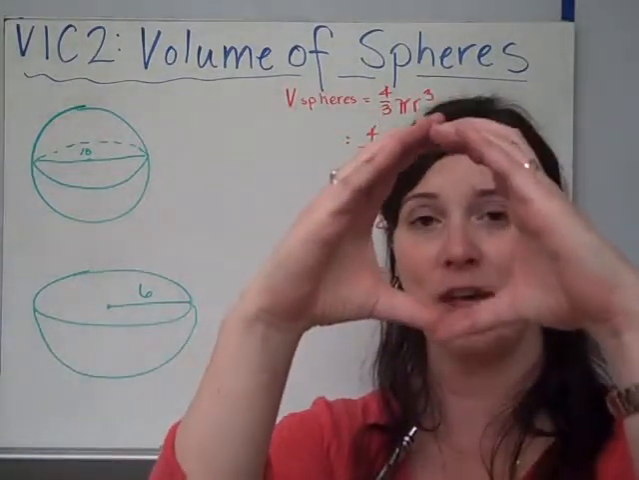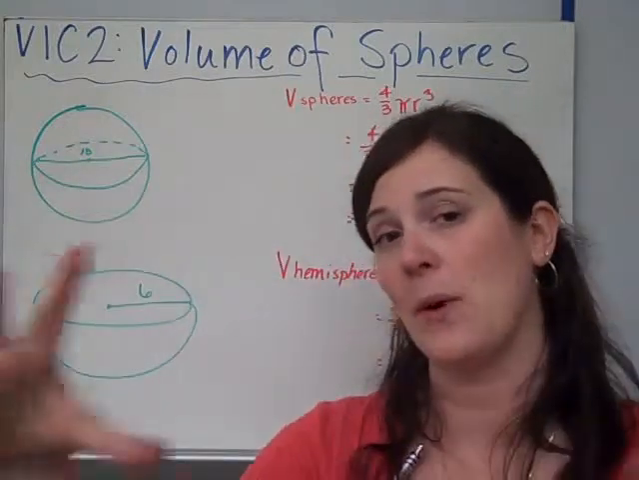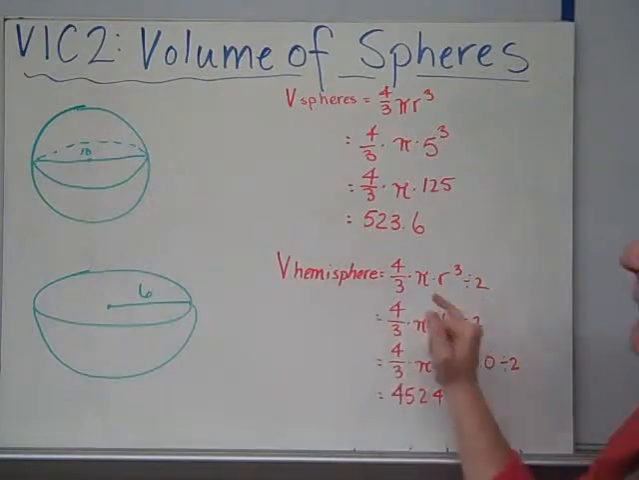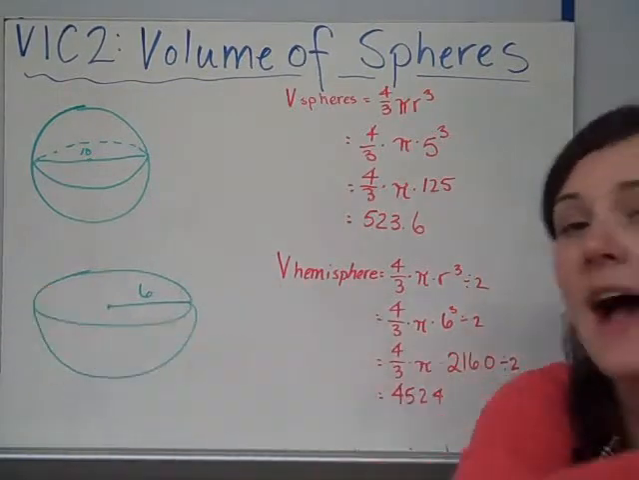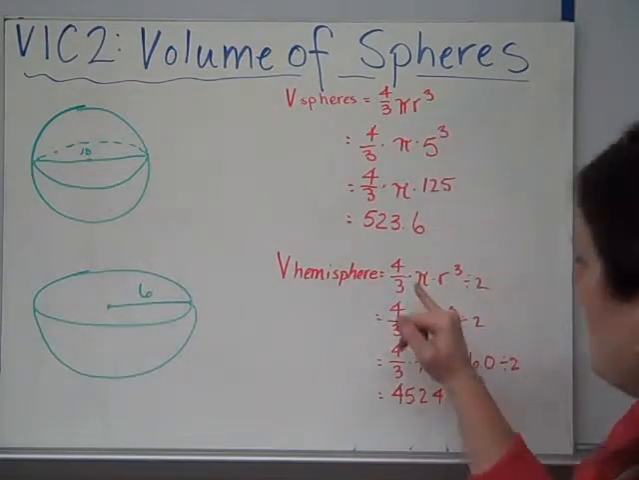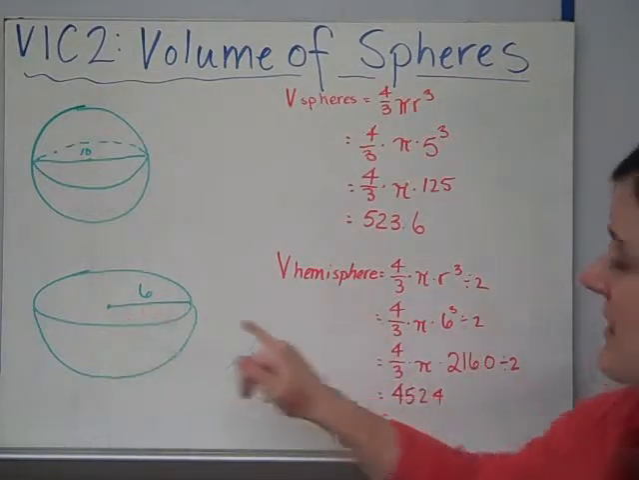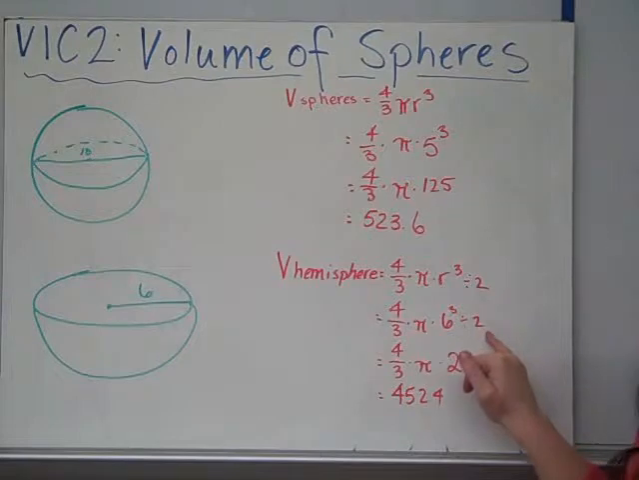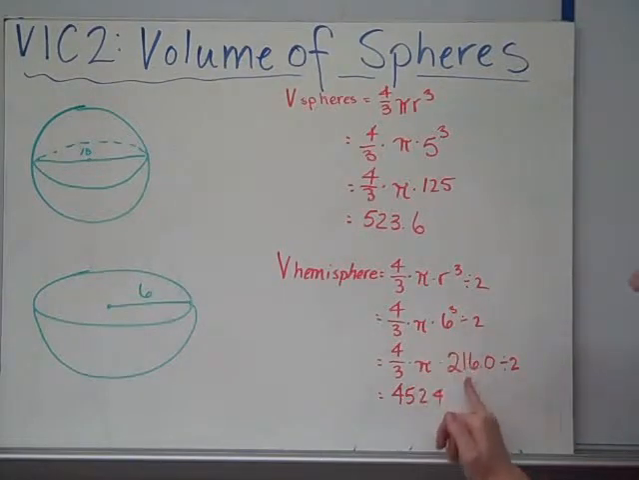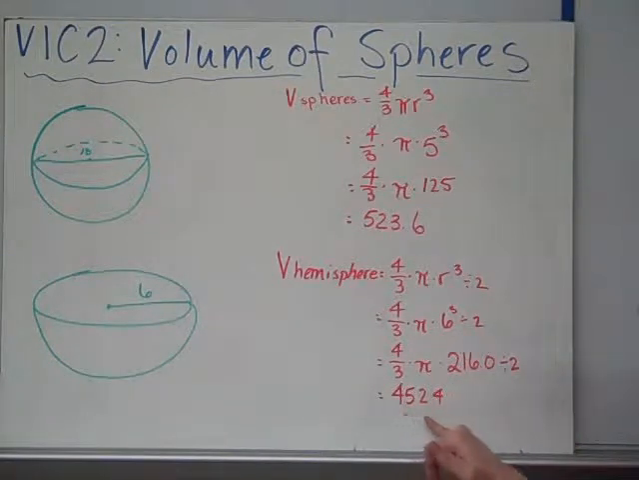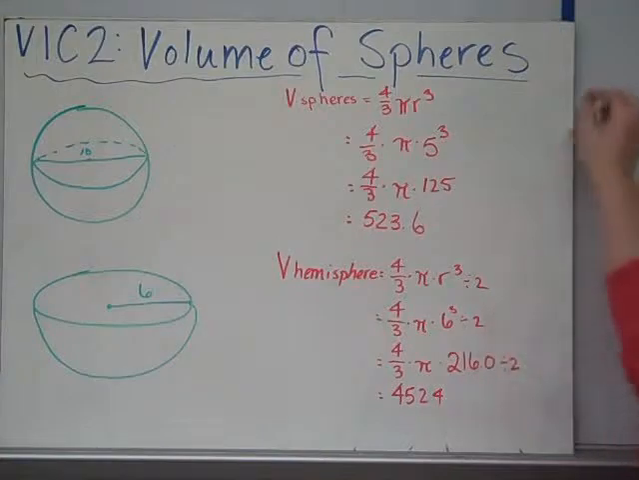Now in this example, they've given you a hemisphere. So you have a sphere, hemi is half, so half of that sphere. So you take the same formula, but you're going to divide it by 2 because you're cutting that sphere in half. So 4/3 times pi times radius, which is 6 cubed, divided by 2. When I cube 6, that's 216. And when I multiply and divide this out, you get 452.4.